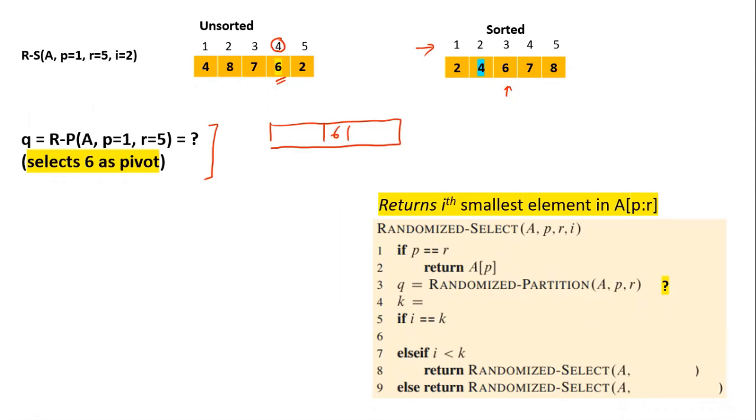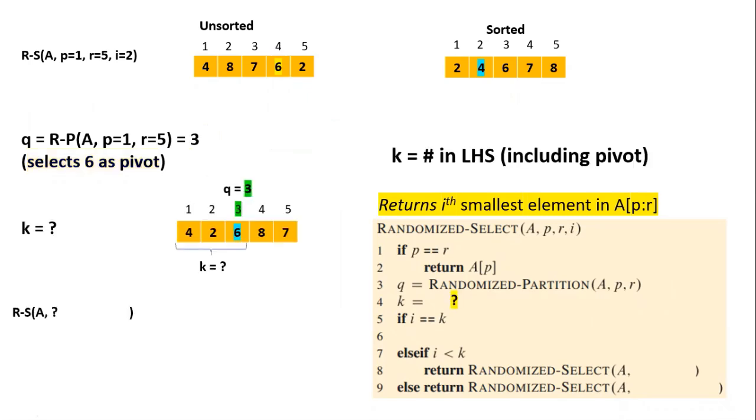Q is going to be the index of the pivot, which is 3. So far so good. We've got Q equal to the index of the pivot. Now we're setting K to be the number of elements in the left-hand side of the array, including the pivot. So K is essentially where the pivot is right in the center, and in this case K is simply equal to 3.